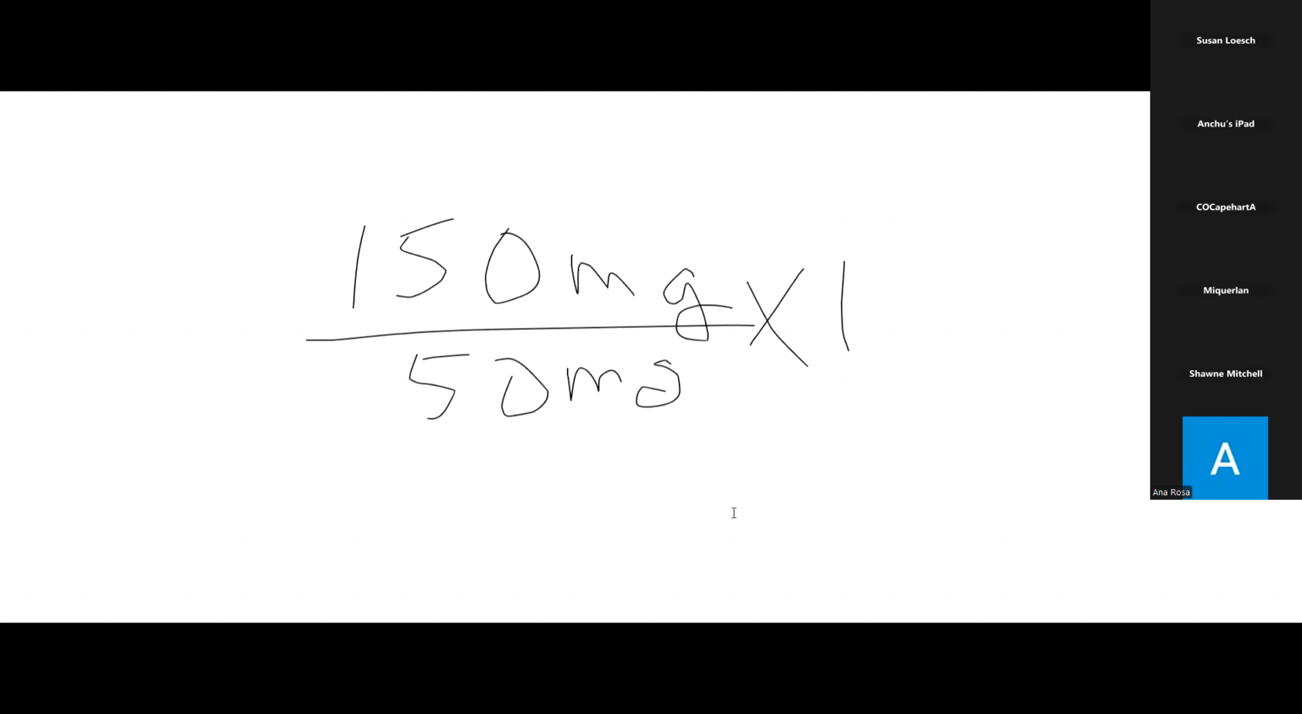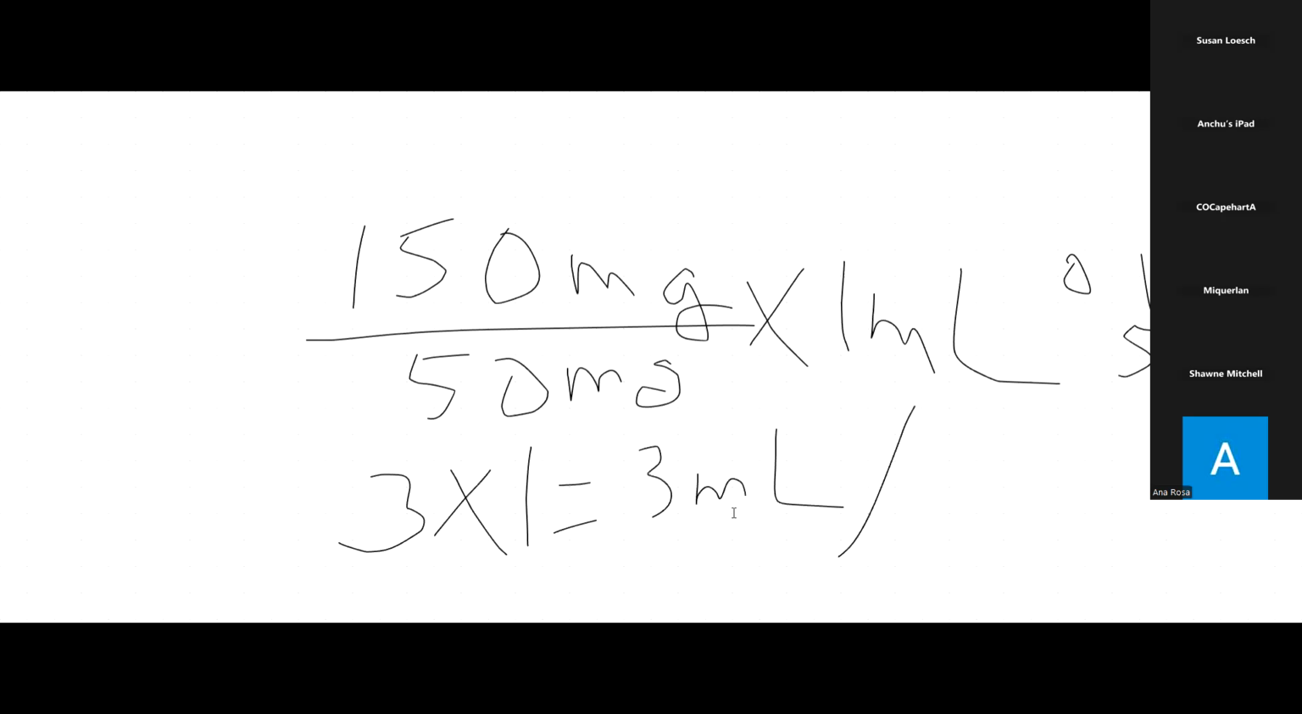Okay, the order was for 150 milligrams. On hand, you had 50 milligrams per ml, and it was to be given over 5 minutes. All right, so we did that math and we determined that we had 3 mLs and we're giving it over 5 minutes. And that was 0.6 mLs per minute. Okay.